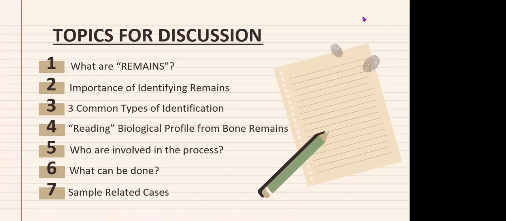So this will be our topics for discussion. What are remains? The importance of identifying remains, three common types of identification, reading biological profile from bone remains, who are involved in the whole process of identifying, what can be done in certain situations, and sample-related cases. So I will be the one to discuss the first half of the presentation, and the second half will be for my partner, Ms. Mateo. Next slide up.